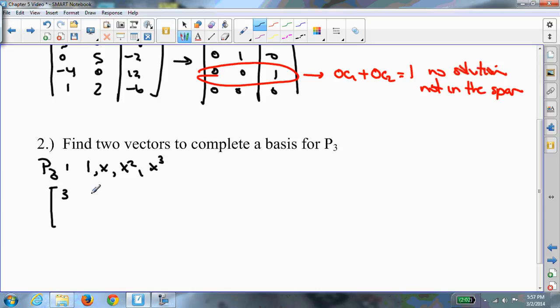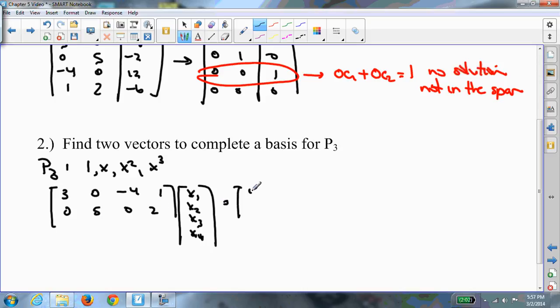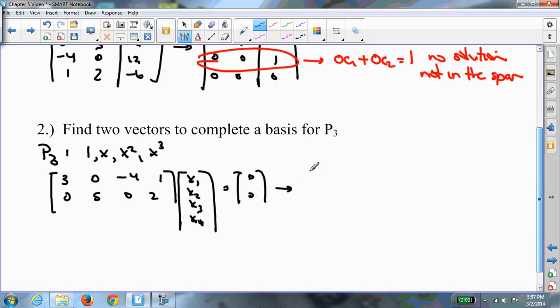So I'm going to set up 3, 0, negative 4, 1 as a row, so that if I multiply it by x1, x2, x3, and x4, I generate a dot product when I multiply those together. Similarly, I'm going to set up 0, 5, 0, 2 as my second row, and since I want these to be independent, I'm going to set their dot products up to 0. So I'm basically augmenting 3, 0, negative 4, 1, 0, and 0, 5, 0, 2, and 0.